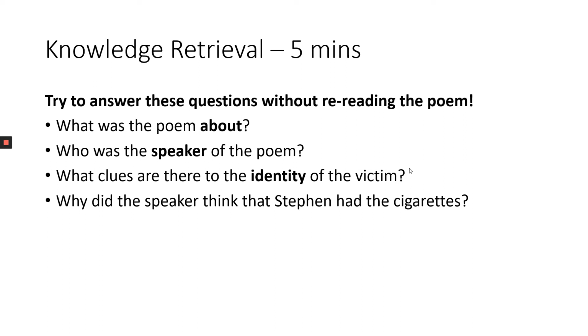Thirdly, what are the clues to the identity of the victim? There are at least 4 clues that provide the speaker with evidence to know who the victim is. And finally, why did the speaker think that Stephen had the cigarettes? If you remember the poem, you should know who Stephen is, and why the speaker thought that he had the cigarettes. What you should do now is pause this video for about 5 minutes, have a go at answering those questions, and then unpause the video.